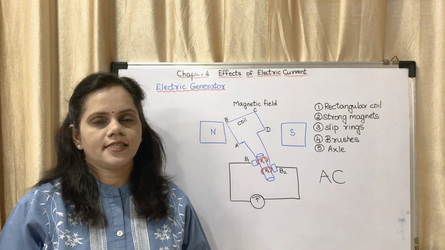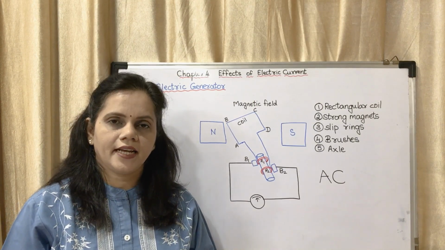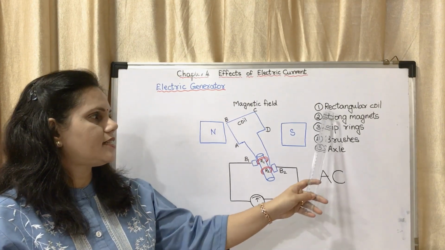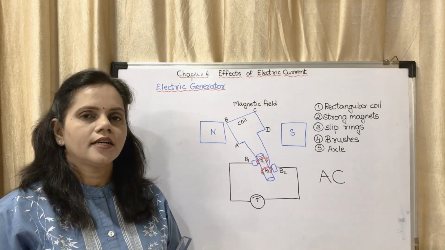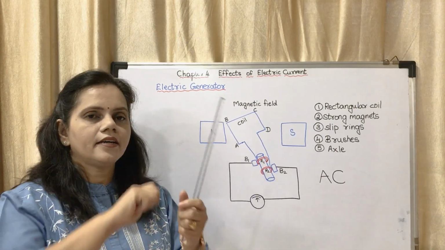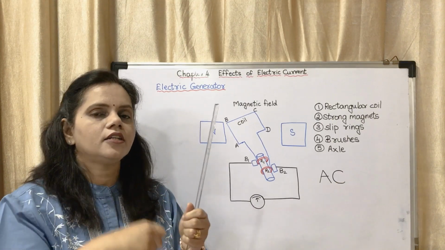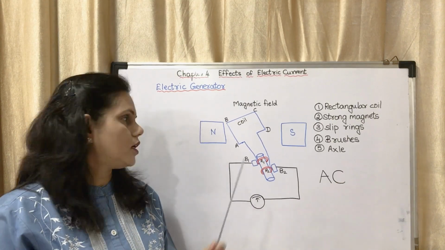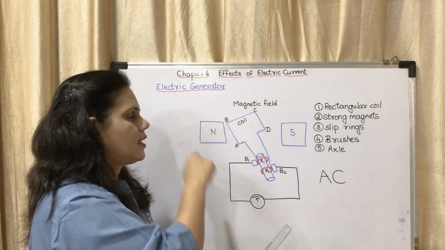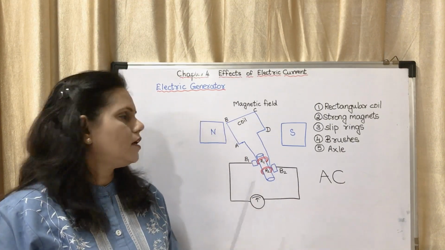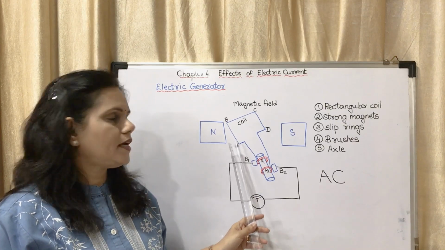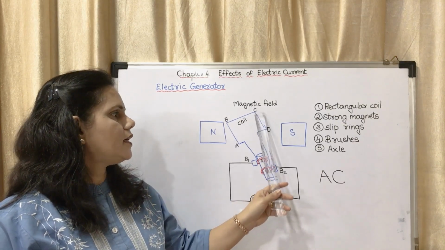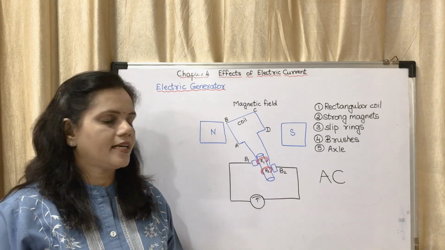Now we will see the parts of an electric generator. The first is a rectangular coil. Just like we studied in the electric motor, again there is a coil, a wire wound around an iron core. So this is a coil like this. I have shown a rectangle. This side I have named AB and the other side is CD.